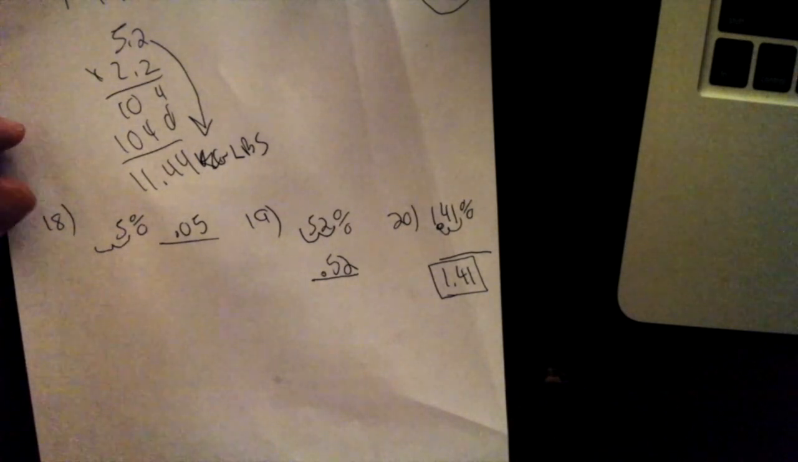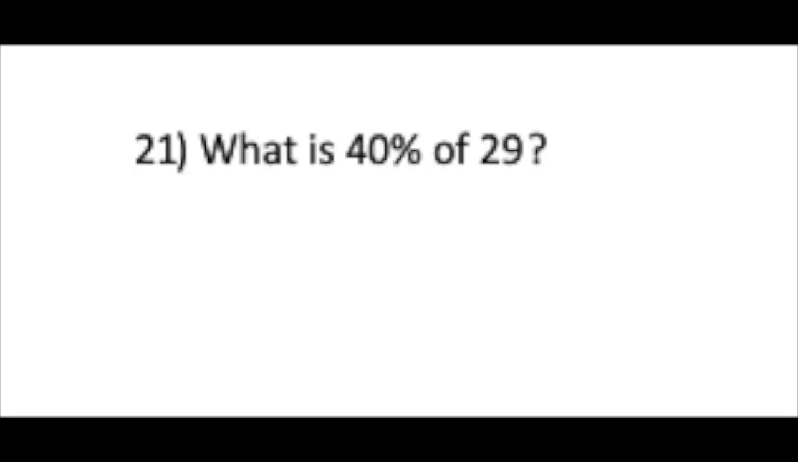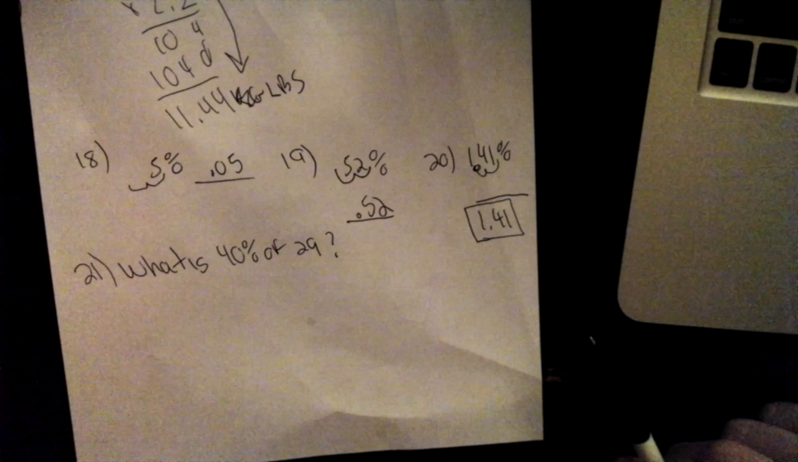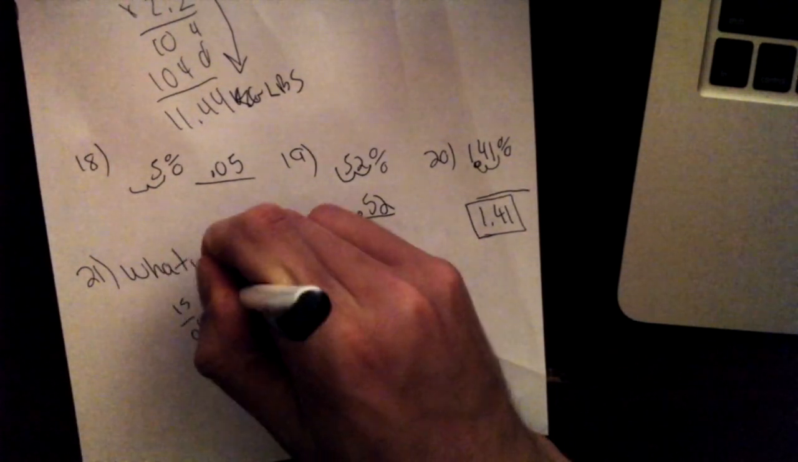Great. Let's move on to 21. What is 40% of 29? So if you look at the ratio, I should say proportion, is over of equals percent over 100. So that's how we're going to solve the next couple questions here. Okay, so we're just going to plug in is over of equals percent over 100.